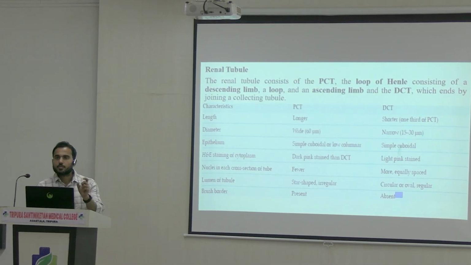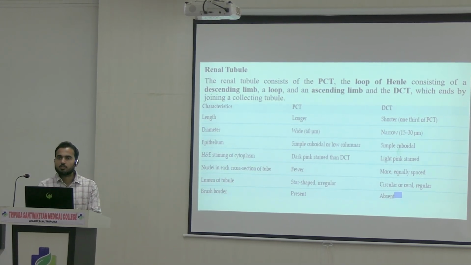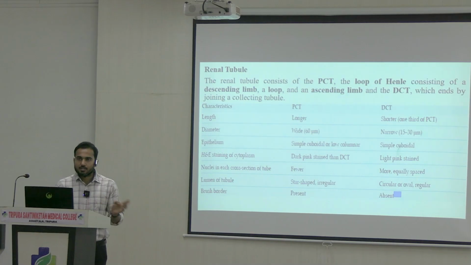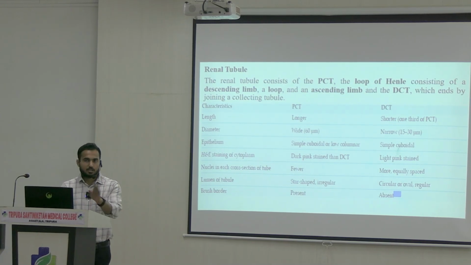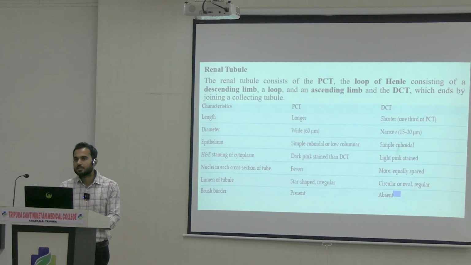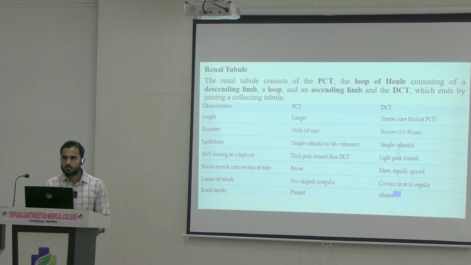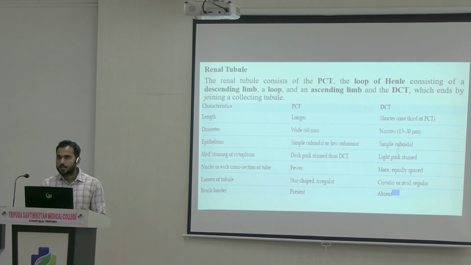Okay, these are some important points which you should know in order to identify the difference between PCT and DCT under the microscope. So one is darkly stained PCT, DCT is lightly stained, PCT lumen is wider, DCT lumen is narrower. Okay, here we are getting the simple cuboidal to low columnar, here only we are getting the simple cuboidal epithelium. Okay, so these are some important points.